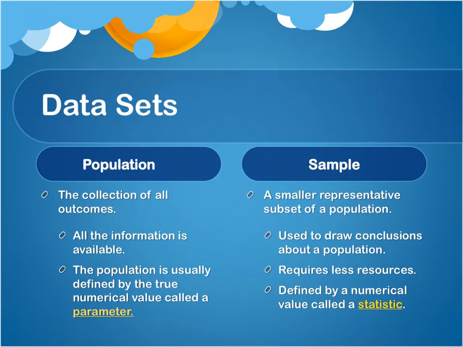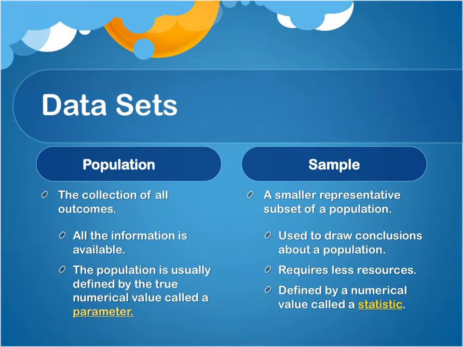So again, looking at this, we can see that the population is the collection of all outcomes, or what you're interested in. We define a population by what's called the parameter. A parameter is a true numerical value. We generally denote a parameter with a Greek letter, and you'll see later on throughout the course we'll be using a lot of Greek letters such as mu, which stands for the population average, or sigma, which stands for the population standard deviation.